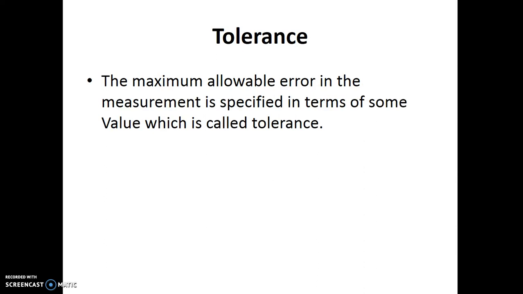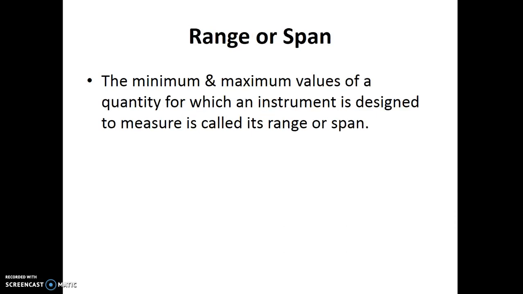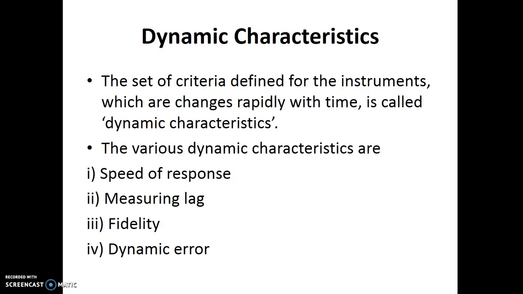Next is tolerance. The maximum allowable error in the measurement is specified in terms of some value which is called as tolerance. The next characteristic is range or span. The minimum and maximum values of a quantity for which an instrument is designed to measure is called its range or span. These are the static characteristics.